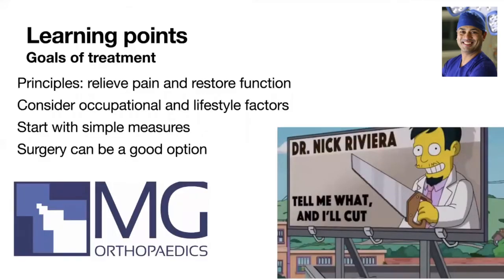So the goals of treatment are to relieve pain and restore function. Simple measures can always be first up. Anti-inflammatory tablets, analgesic tablets, corticosteroid injections into the joint, not the bursa, because this is a joint problem. So glenohumeral injections can be effective. Physiotherapy can be effective at restoring functional movement. Surgery can be a good option.